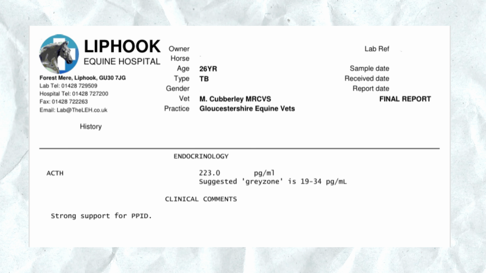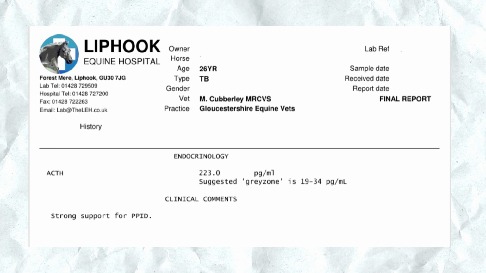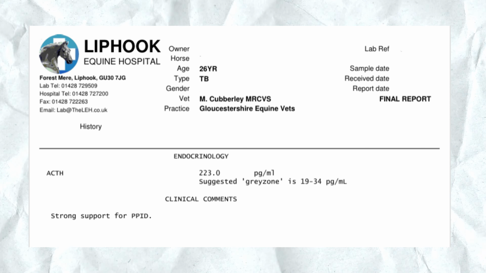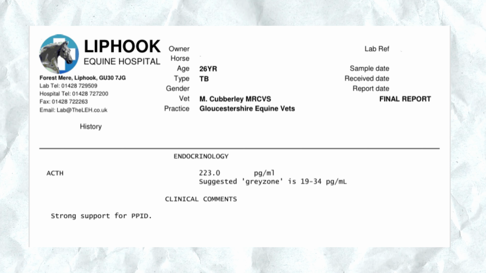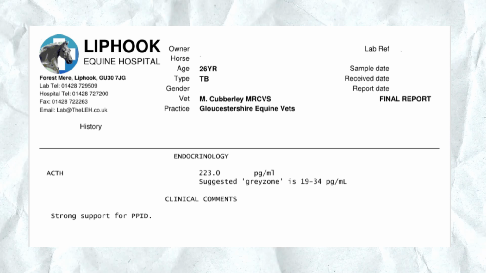The current slide shows the lab test commonly performed for Cushing's disease, where we measure a chemical in the blood called adrenocorticotropic hormone, which is released by the pituitary gland. Elevated levels are indicative of this disease.